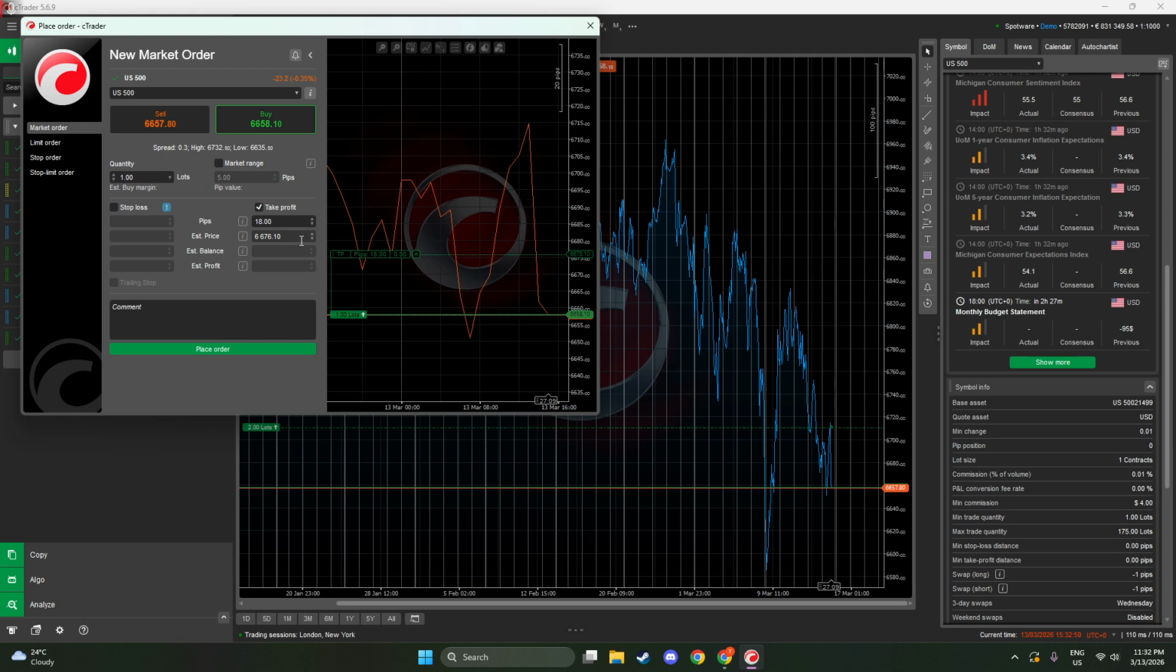You can set your TP in one of two ways. If you prefer a relative target, enter a pip distance from your entry. For example, on a buy trade, 30 pips means your take profit will be set 30 pips above your entry. On a sell trade, 30 pips places it 30 pips below. When you type a pip value, the platform will calculate the exact price for you.